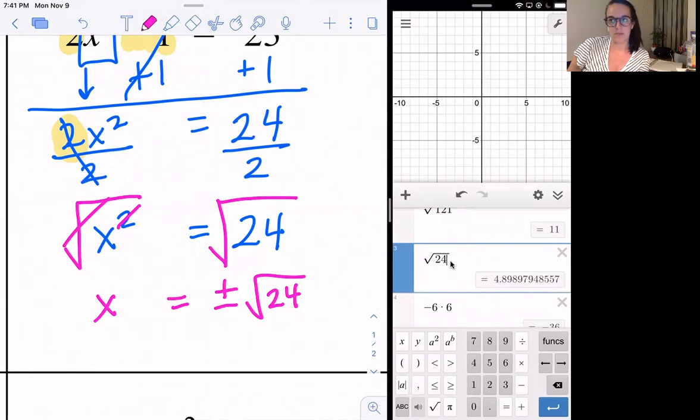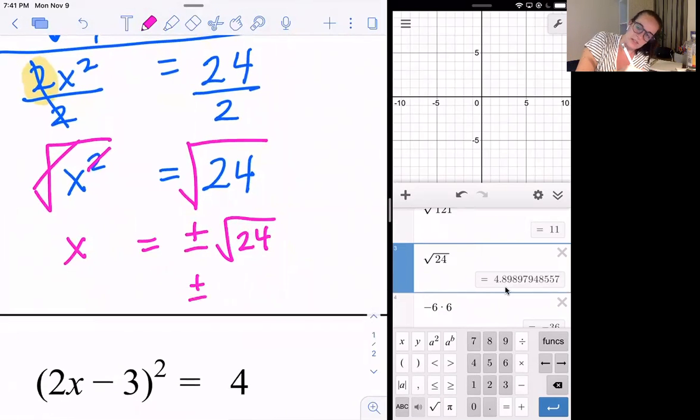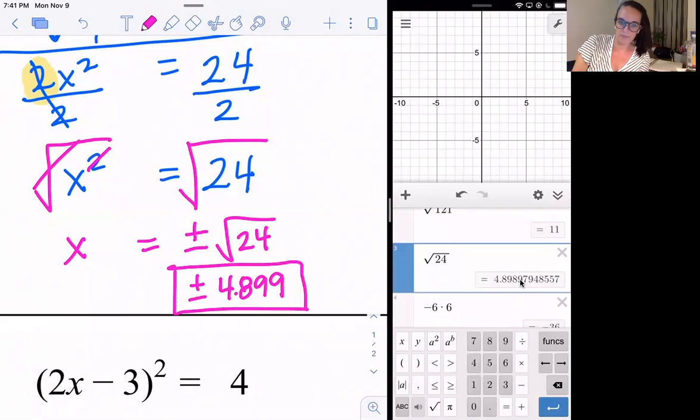So I have 16, 4 times 4, 25, 5 times 5. So I know that it's somewhere close to 5, right? And I know it's this decimal. So I could write equals positive or negative 4.89. Let's see, 898, but that next one's a 9, so it's going to round up to a 9. It could be this if I was looking for the decimal approximation.